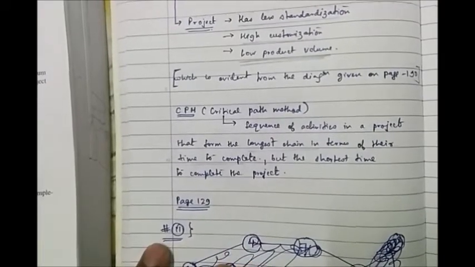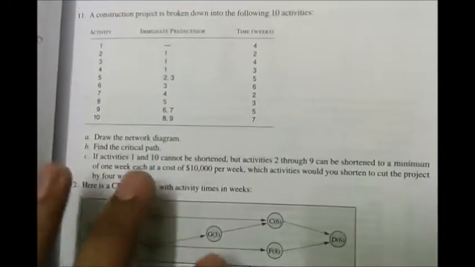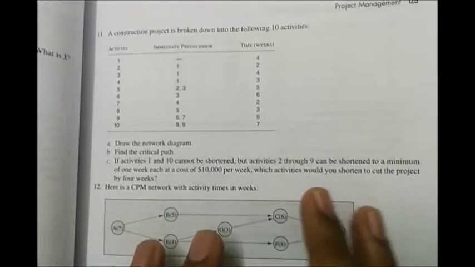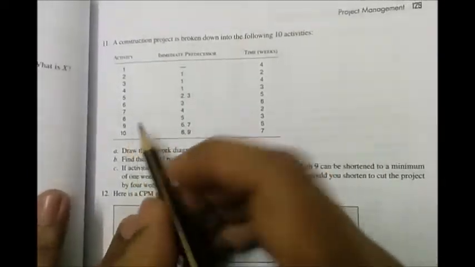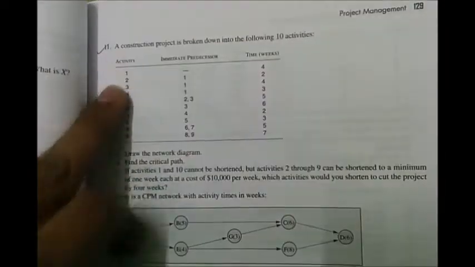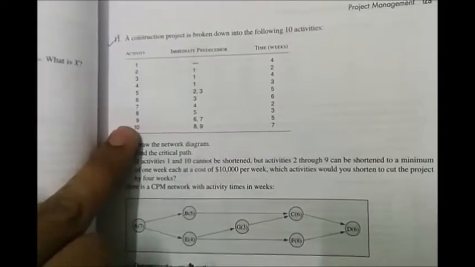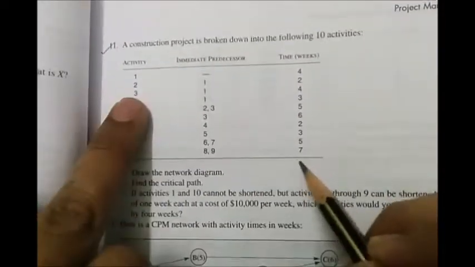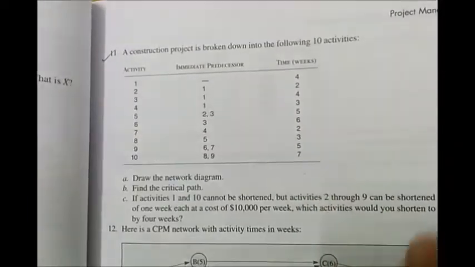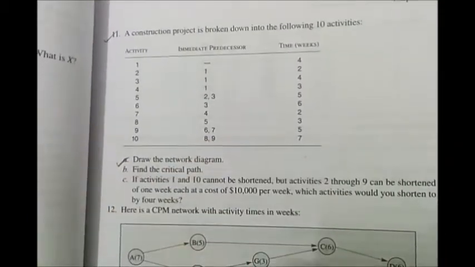Referring to question number 11 of page number 129 of your textbook, these are the kind of questions which we've already done in the Operation Management 1 course, so it will be pretty simple to understand. Now, this question says that 10 activities are listed, immediate predecessors are mentioned for these activities, and time taken by each activity is also mentioned in weeks. Firstly, we have to draw the network diagram. I've already done this here.